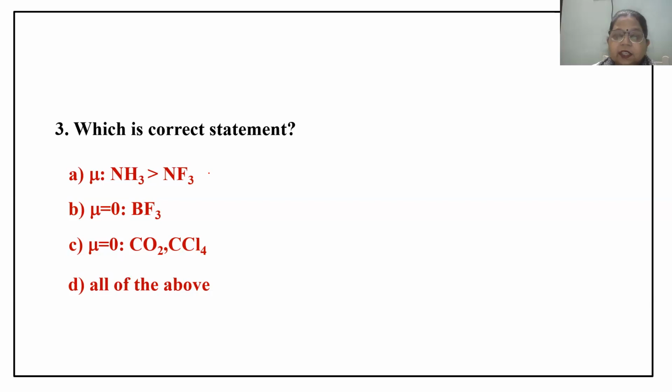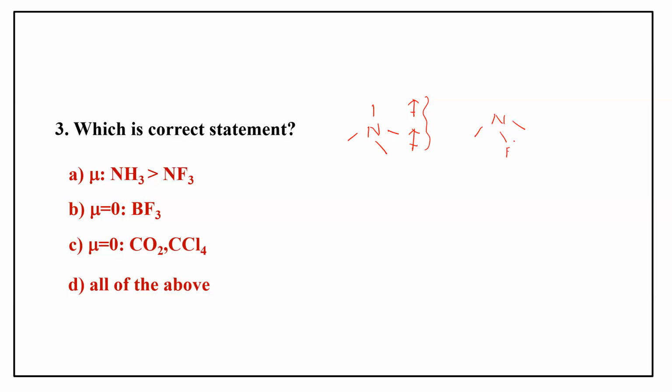NH3 is more than ammonia. Is it correct or not, Ananya? We just discussed it. We discussed in some previous slides that in case of ammonia, the resultant dipole moment will be like this and the lone pair will be like this. They will add up. Whereas in case of NF3, the resultant of these three will oppose it.